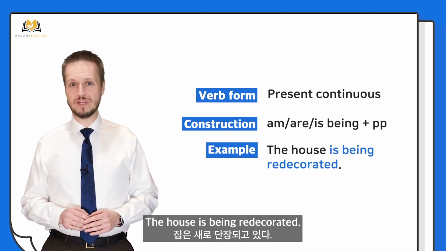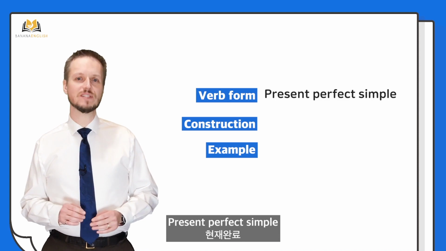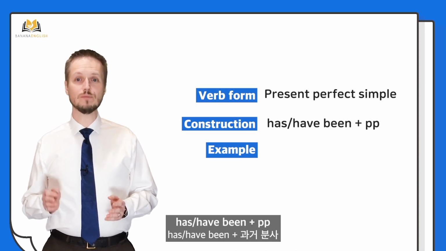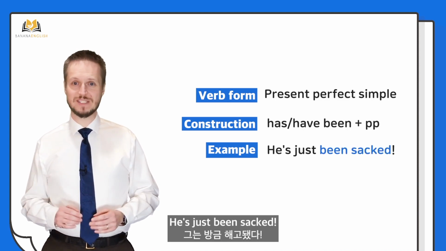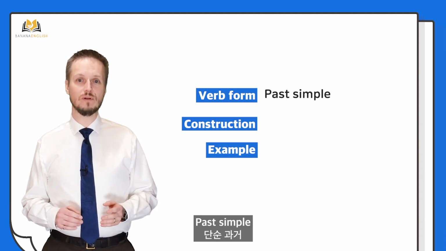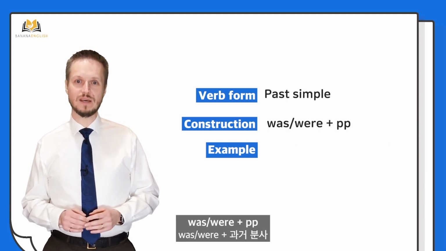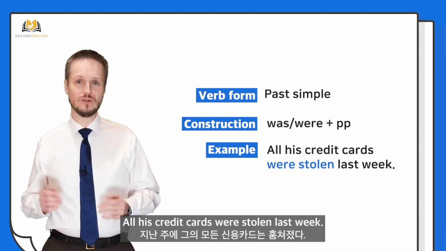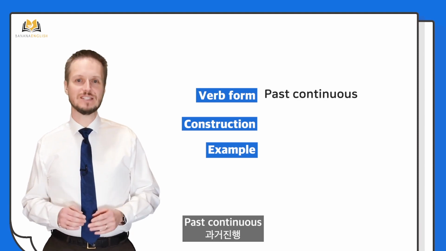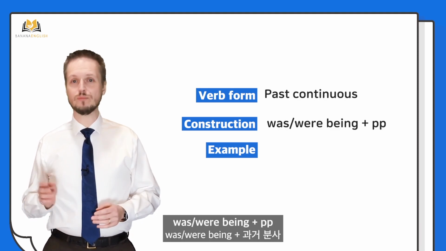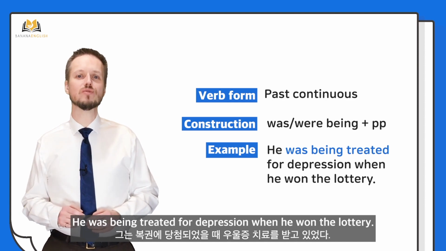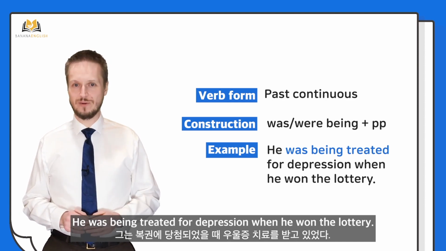The house is being redecorated. Present perfect simple: has, have been plus PP. He's just been sacked. Past simple: was, were plus PP. All his credit cards were stolen last week. Past continuous: was, were being plus PP. He was being treated for depression when he won the lottery.